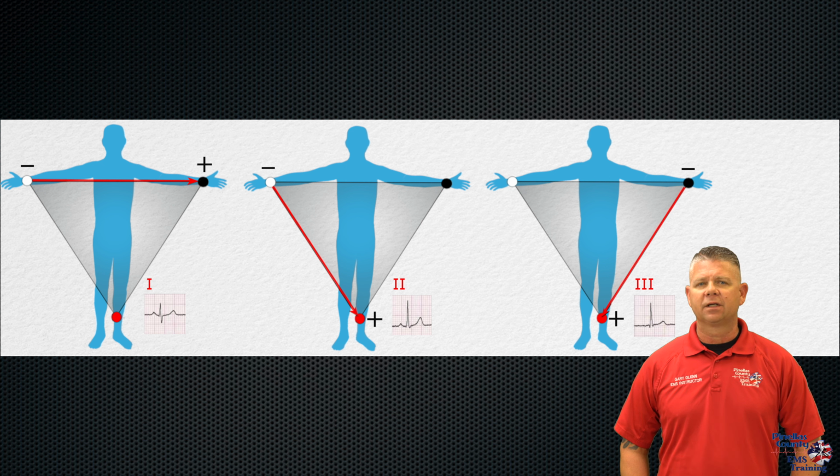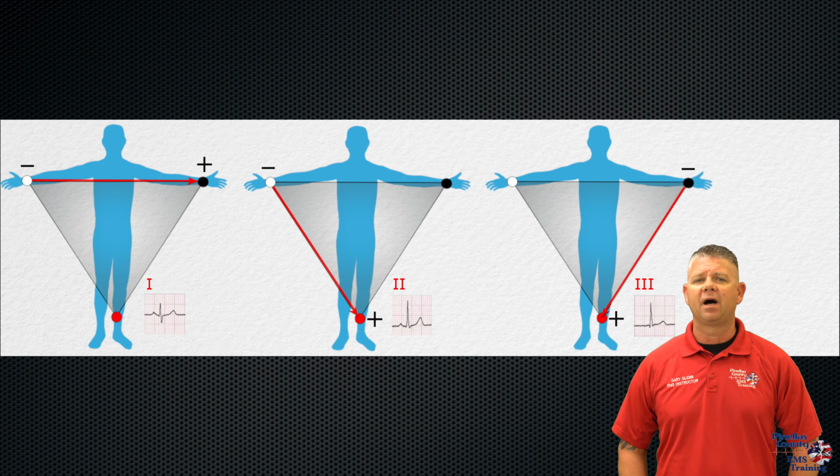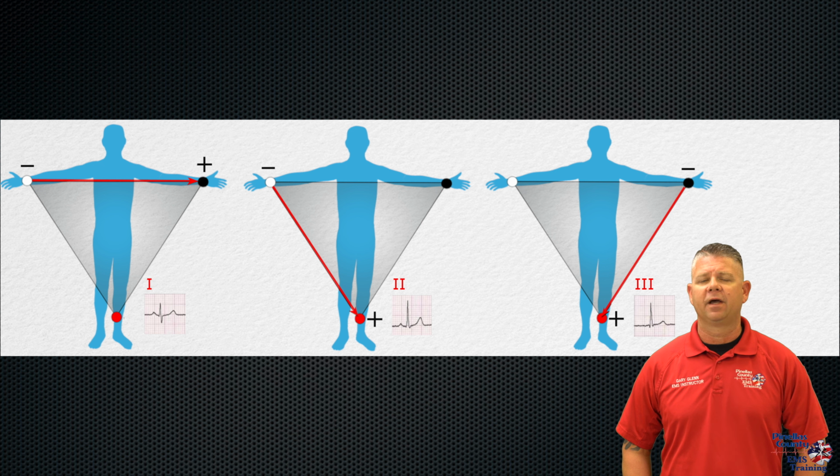Lead 2, conduction moves from the right arm to the foot. This views the bottom of the inferior aspect of the heart, looking toward the right arm, and should be a positive deflection in lead 2. Lead 3, conduction moves from the left arm to the foot, views the bottom of the inferior aspect of the heart, looking toward the left arm, and this should be a positive deflection in lead 3.